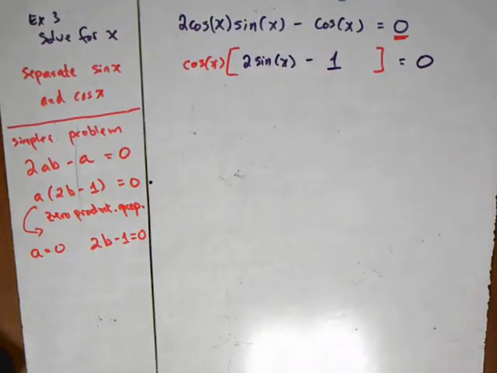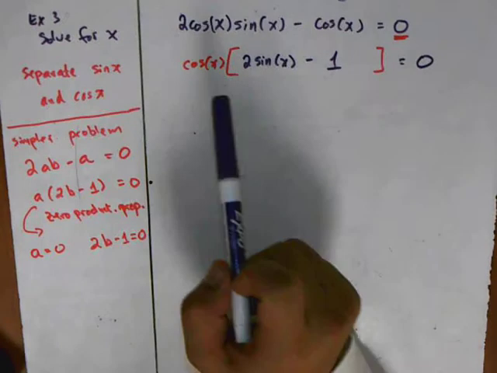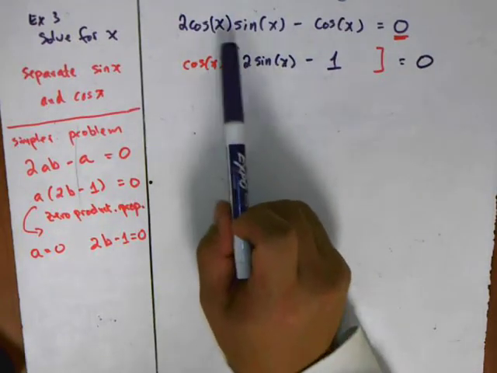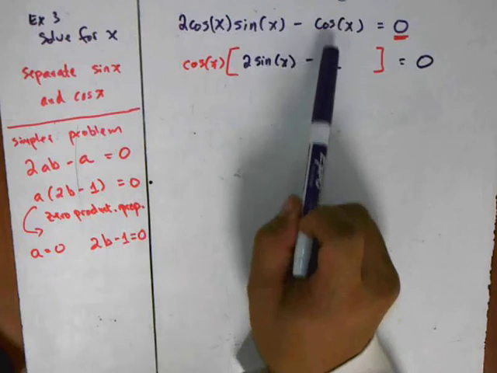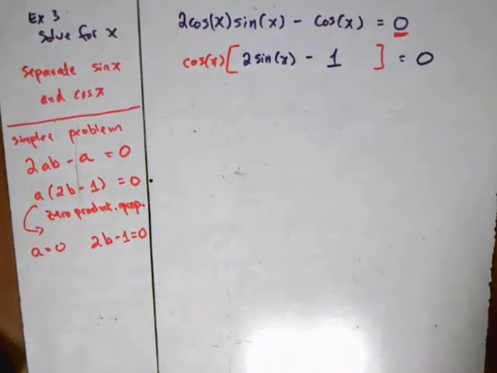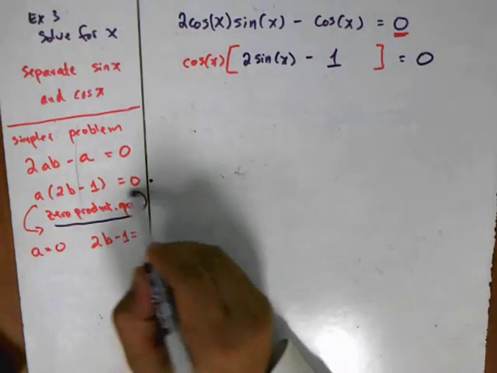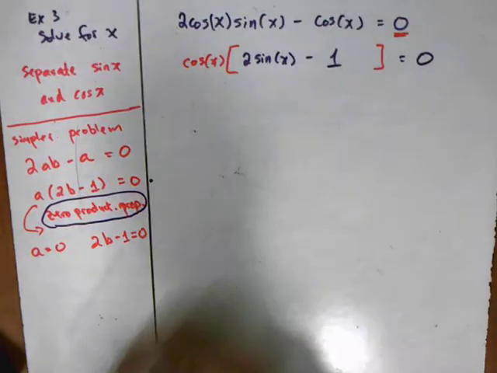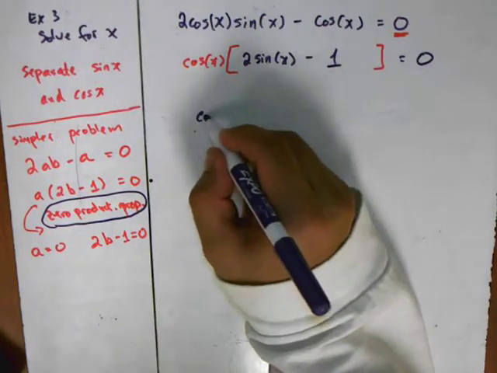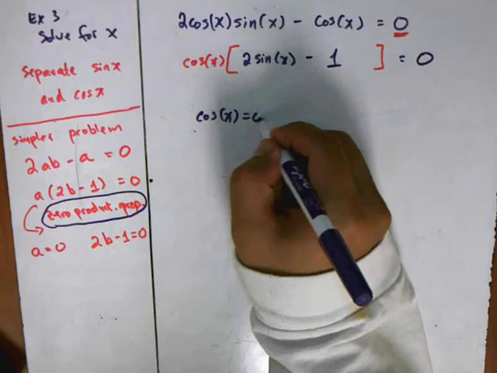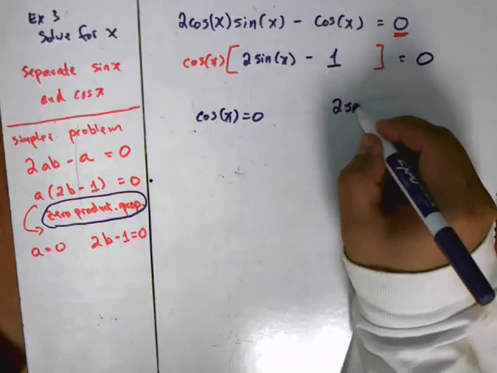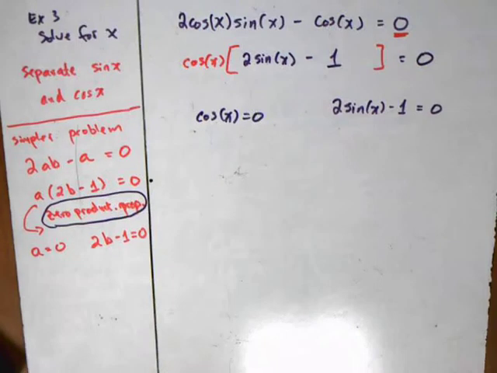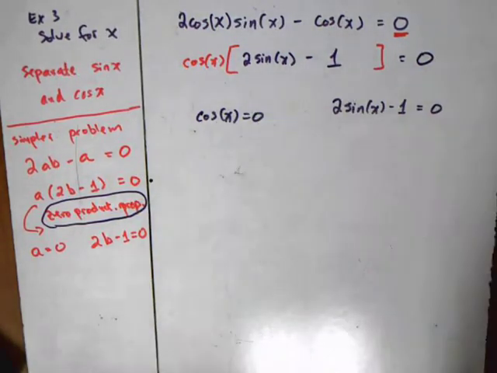And let's see if the factoring was done correctly. The way we check is if you were to redistribute this, cosine times 2 sine, that's what you would get. Cosine times negative 1, that's what you would get. So we're good. And then again, apply the zero product property here, and we can separate this into two separate equations. I have cosine of x equals 0, and 2 sine of x minus 1 equals 0. And then I'm just going to solve each of these equations now.